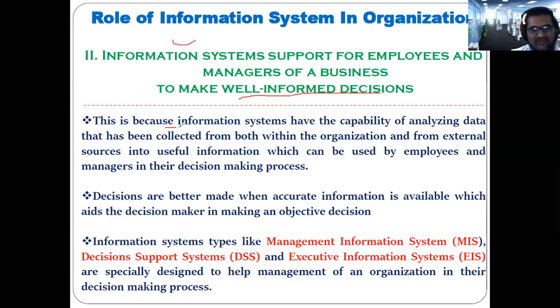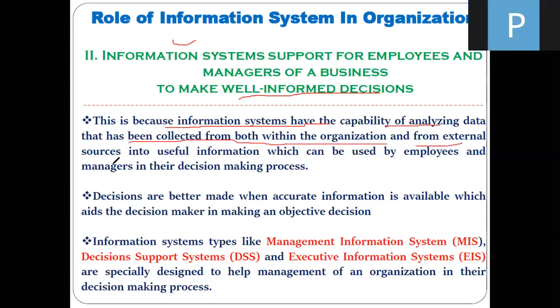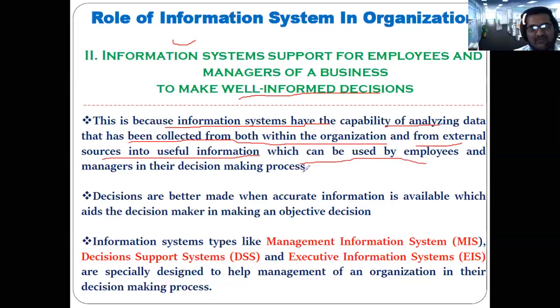Okay. So here I have written, this is because the information system has the capability of analyzing the data that has been collected from within an organization and from external sources into useful information which can be utilized by the employee and the manager in their decision making process. What do we mean by analyzing the data that has been collected both from within the organization and from external sources? Within the organization means from the employees of the organization, or from the workers, or from the customers who visit that organization, etc. But what do you mean by the external sources?